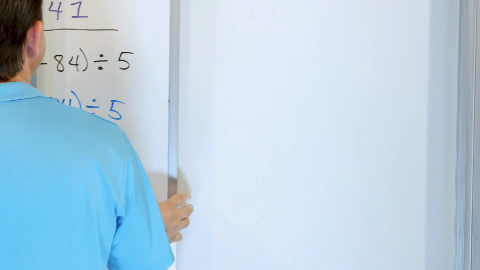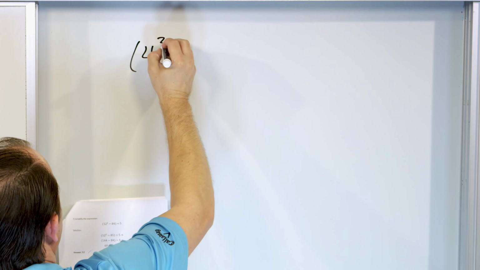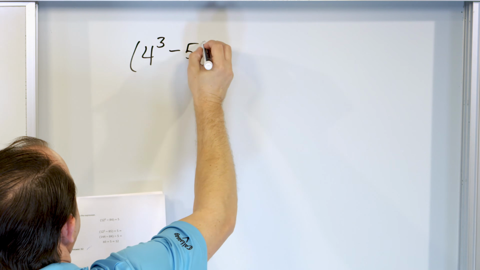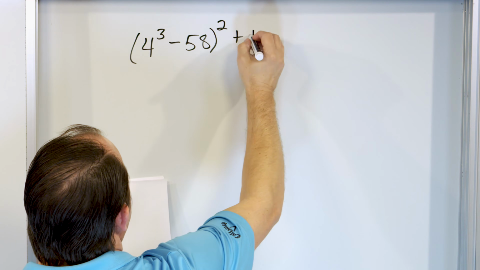All right, we're on the home stretch. Only 2 or 3 more problems left. All right, so let's finish strong. Let's see what we have here. Next problem. We have 4 to the power of 3 minus 58. And then we're squaring that. And then we add a 5 to it.